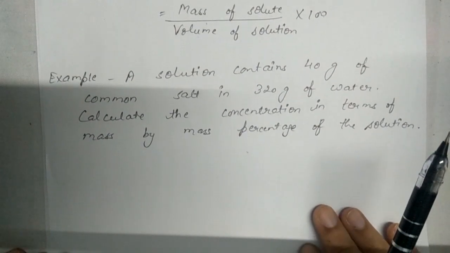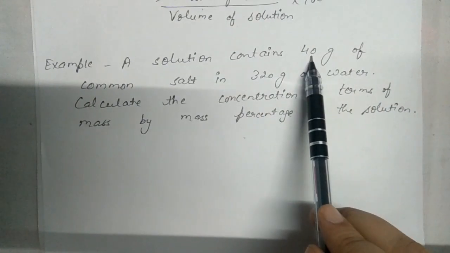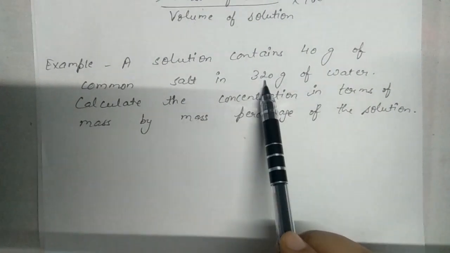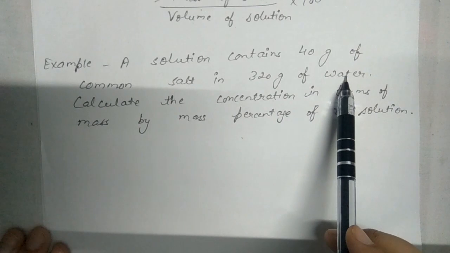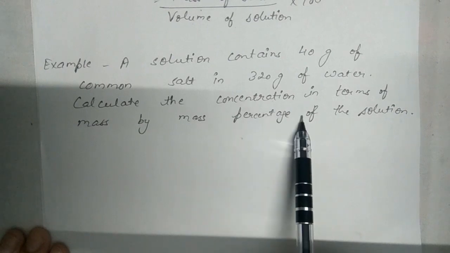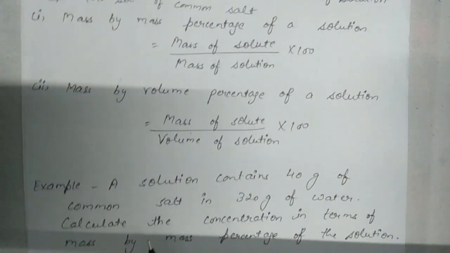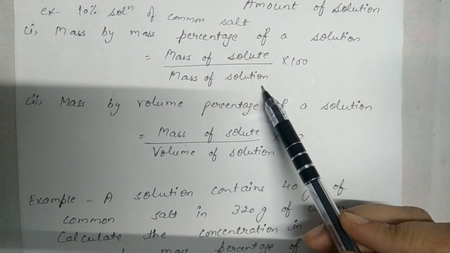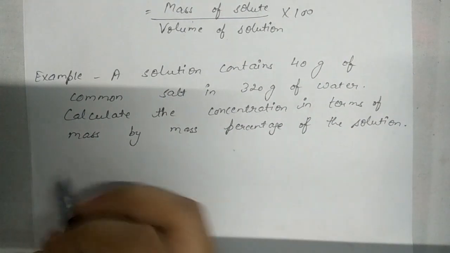So now let's move to one example. A solution contains 40 gram of common salt in 320 gram of water. Calculate the concentration in terms of mass by mass percentage. So for calculating mass by mass percentage, we know that our formula is mass of solute divided by mass of solution multiplied by 100. So for this we need mass of solute and mass of solution.